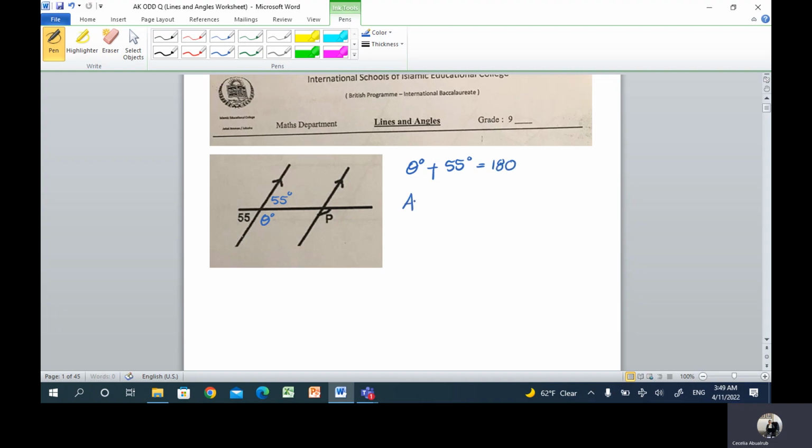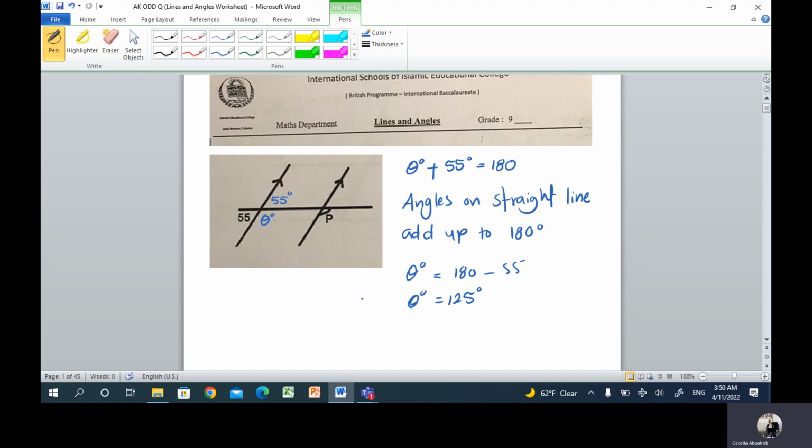Why? Because angles on a straight line add up to 180 degrees. And if you apply opposite operations, then theta will be equal to 180 minus 55. And the answer for angle theta will be 125 degrees.